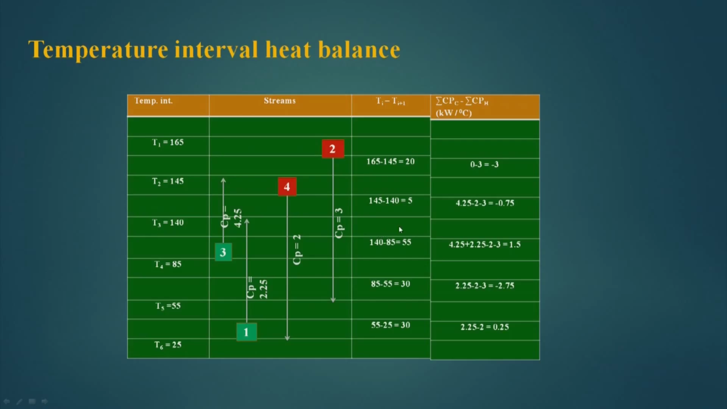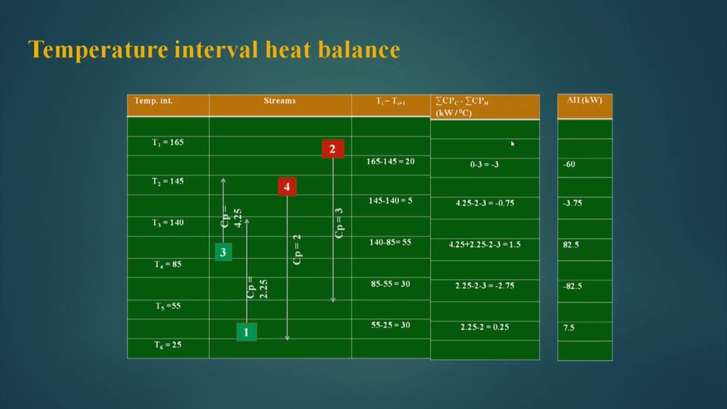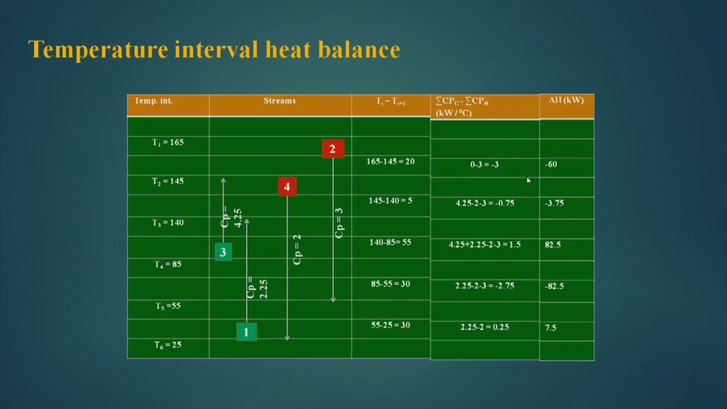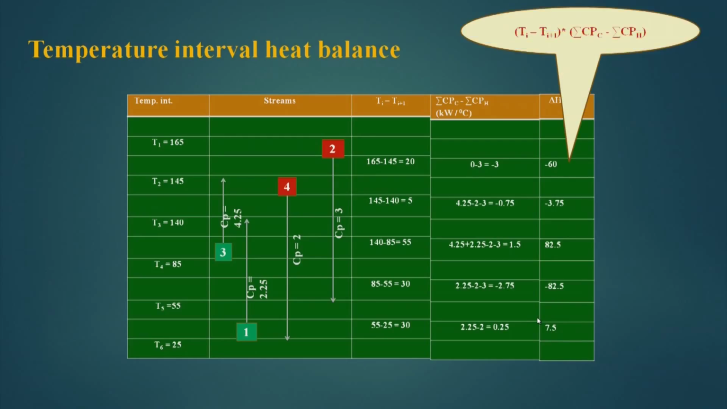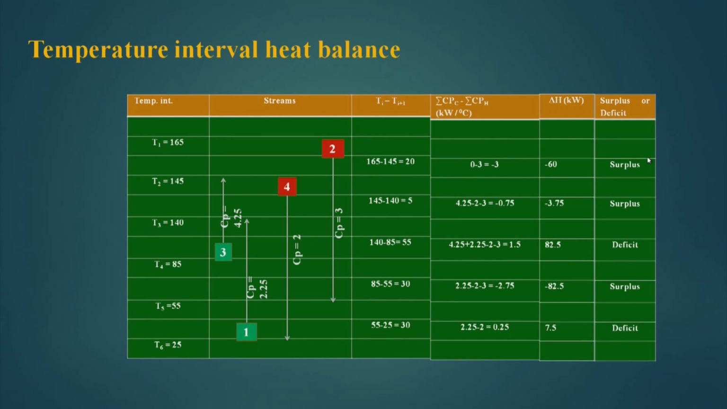Similarly, we have computed the delta CPC minus CPH values here. Then we have delta H values in this temperature interval: minus 60, this is minus 3.75, this is 82.5, this is minus 82.5 and 7.5. So, this has been computed as delta T into summation CPC minus CPH. Now, the minus sign shows it is surplus, the positive sign shows it is deficit, this negative sign shows it is surplus and this shows the deficit.